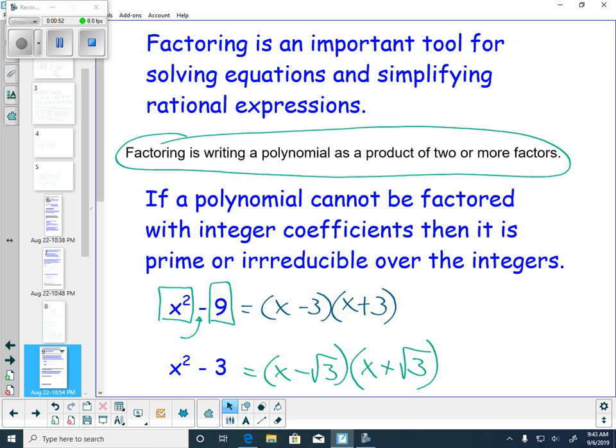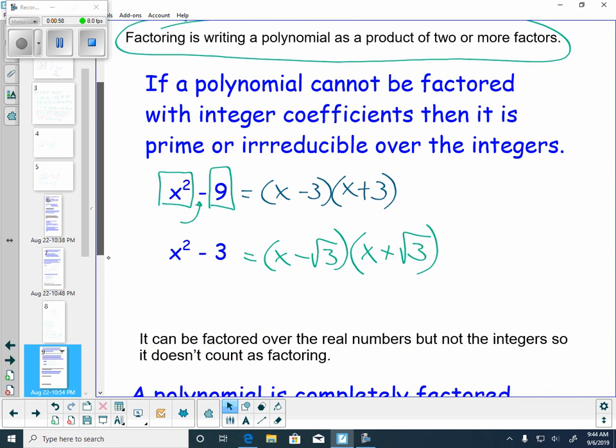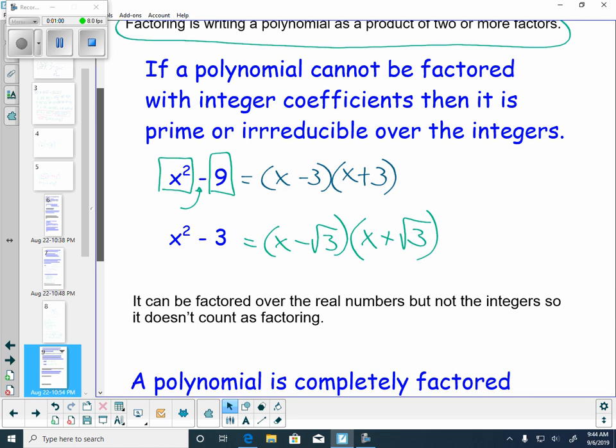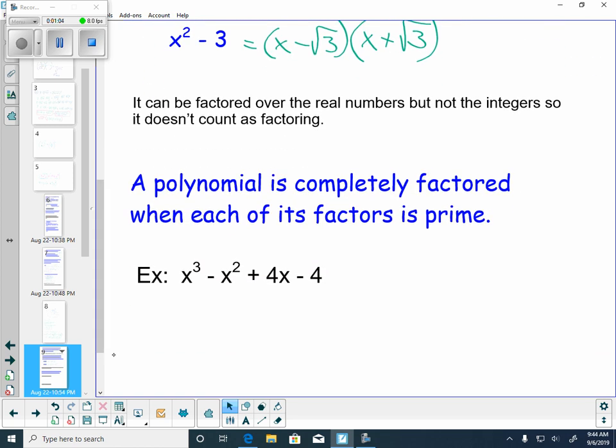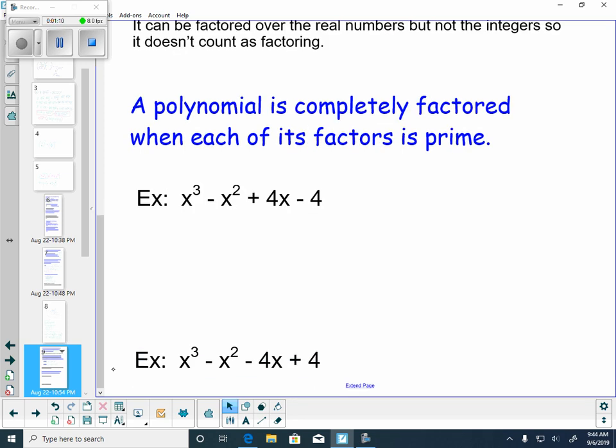X squared minus 3 could be factored over the real numbers, but we have to use square roots, and that's not integers, so that doesn't really count as factoring. We say a polynomial is completely factored when each of its factors is prime. And so we're trying this example right now: x cubed minus x squared plus 4x minus 4.